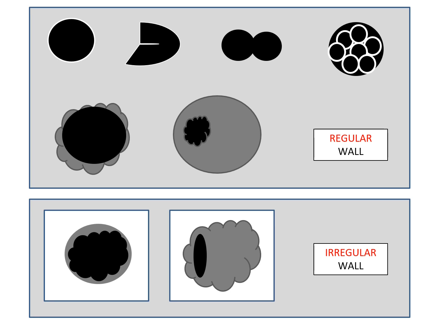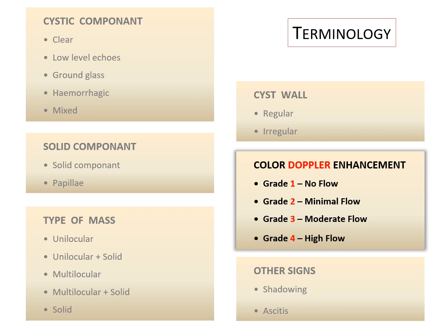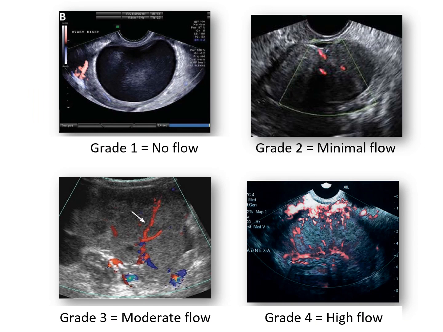The next is the color Doppler enhancement, which is described from grade 1 to grade 4. Grade 1 is when the cyst wall itself has absolutely no flow within it. Grade 2 is subjectively minimal flow, wherein you can see a few bits of color here and there. Grade 3 is moderate flow, and grade 4 is high flow, wherein almost the entire tumor shows color Doppler enhancement.